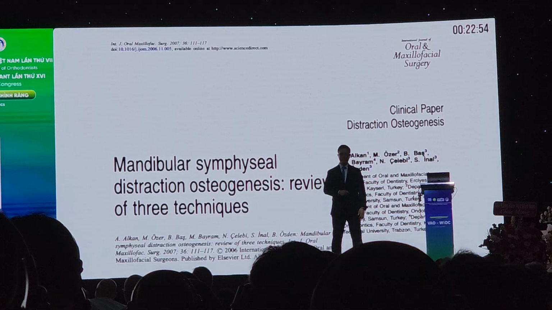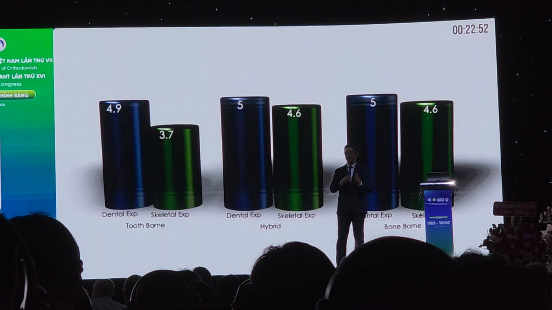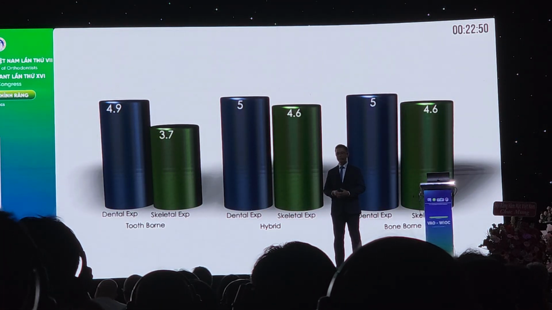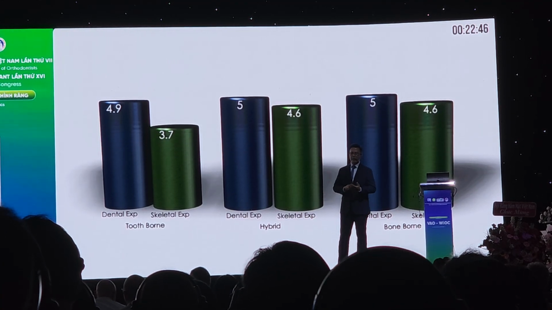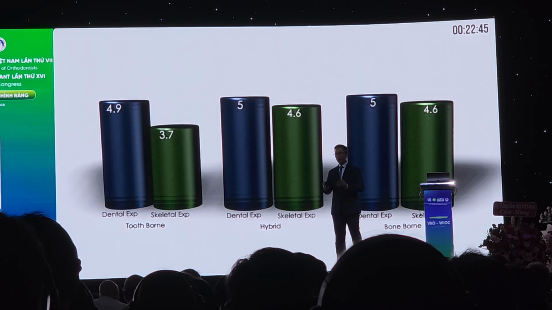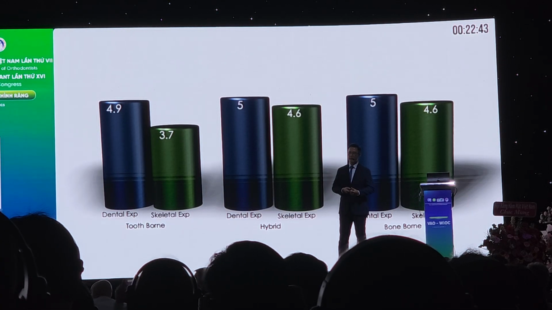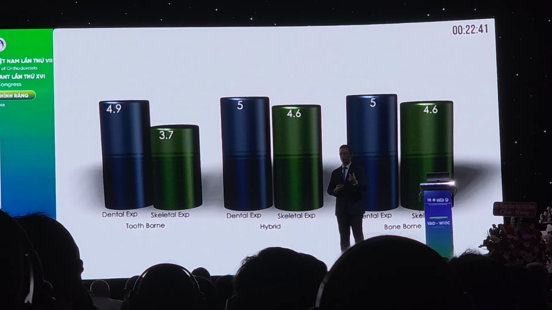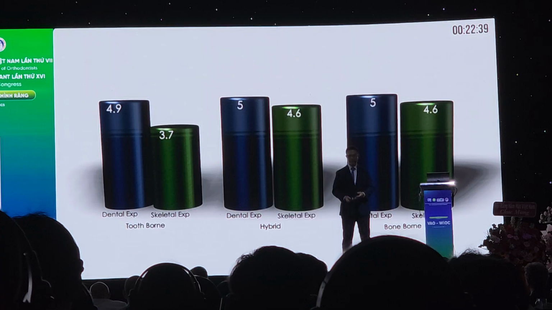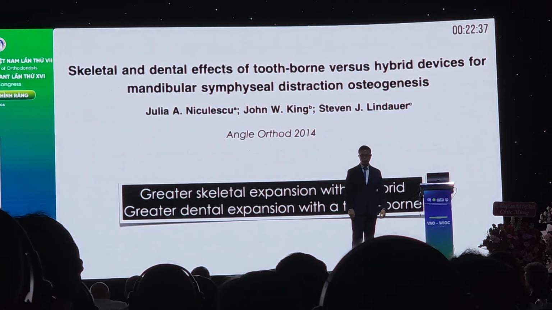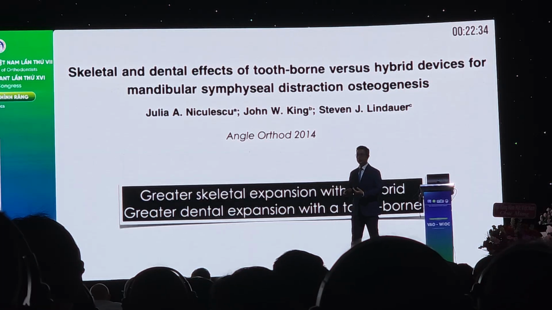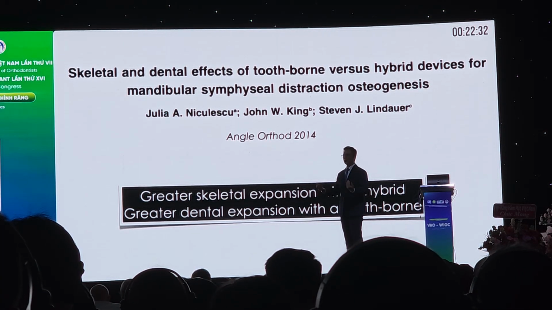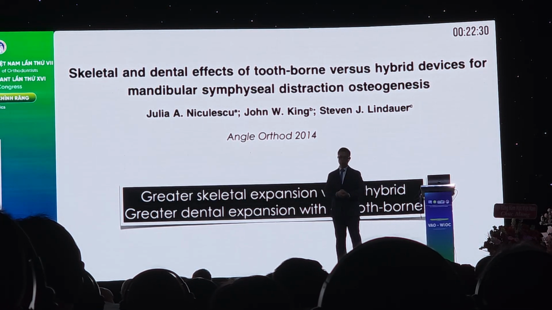And there's a review article, and they measured the skeletal expansion versus dental expansion, comparing the three different types. Basically, the hybrid versus bone-borne are very similar, but with the tooth-bone appliances, as you expect, you have a little bit more dental expansion than skeletal expansion. So if you need more skeletal expansion, maybe you have to do the hybrid. But if you need more dental expansion, you can do a tooth-bone expander.